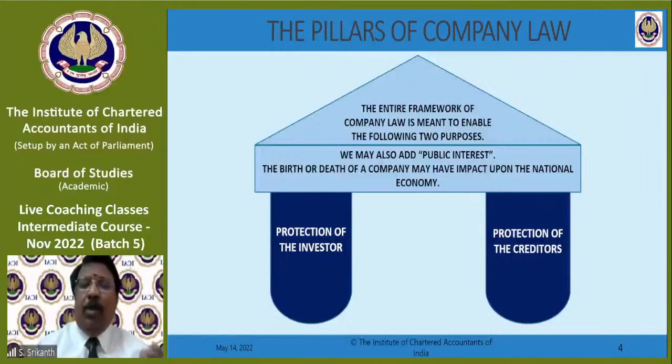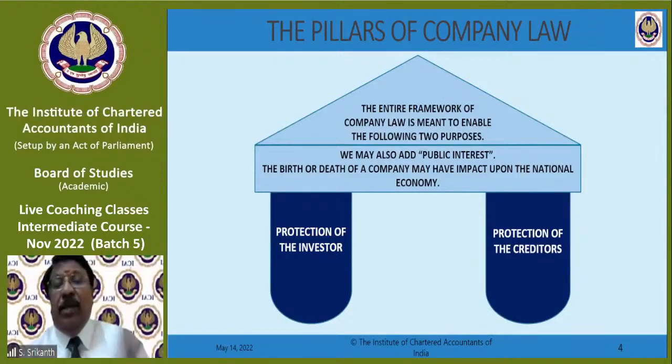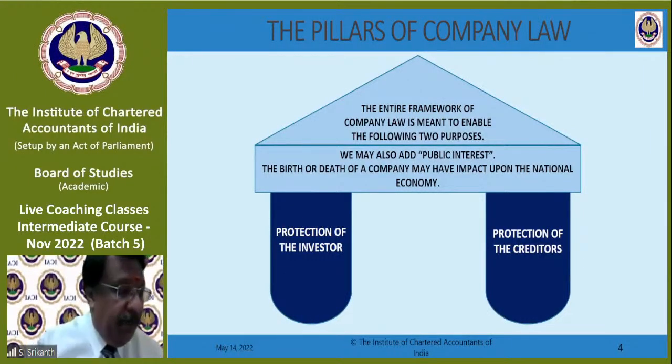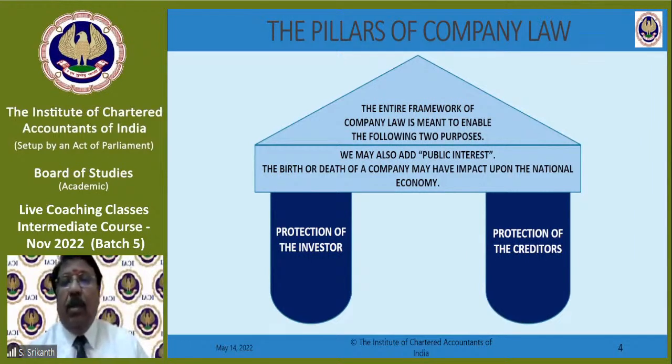By the same token, we also want to protect the creditors. Very importantly, because the creditors are going to lend money to the company. They are not going to lend money to the shareholders or to the directors. So ultimately, who will have to repay? It is the company. Whose assets can be attached? Only the company's. Therefore, creditors need to be given a lot of protection.